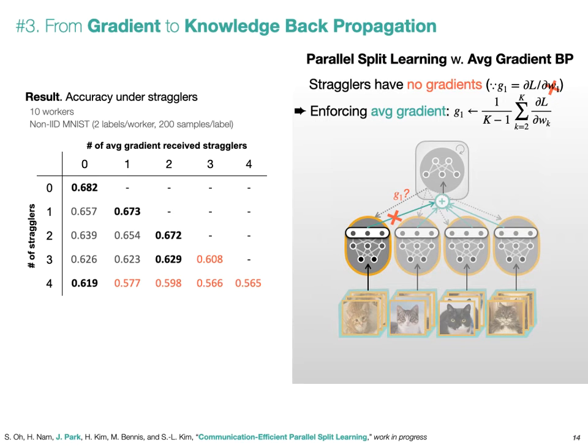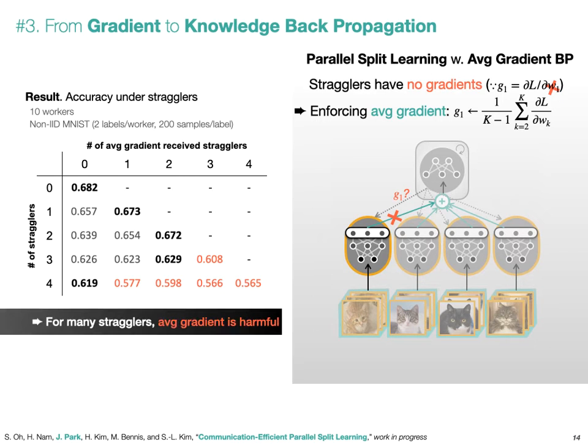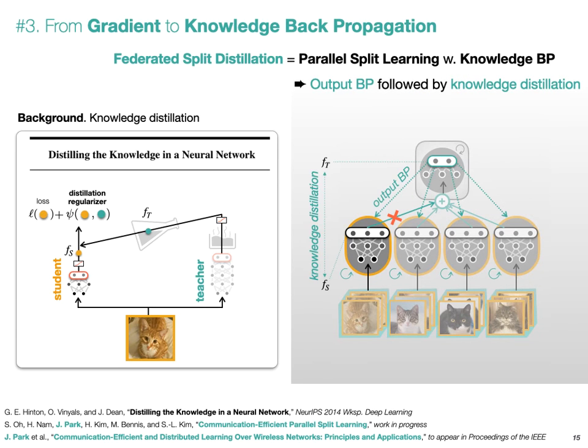A naive solution is perhaps to aggregate the non-straggling workers' gradients and enforce this average gradient on the straggler. Unfortunately, in our preliminary simulations, we observed that downloading the average gradient by stragglers even decreases accuracy, particularly when the number of stragglers becomes large. To overcome such a fundamental limitation, we propose federated split distillation, in which gradient backpropagation is replaced with surface output propagation.